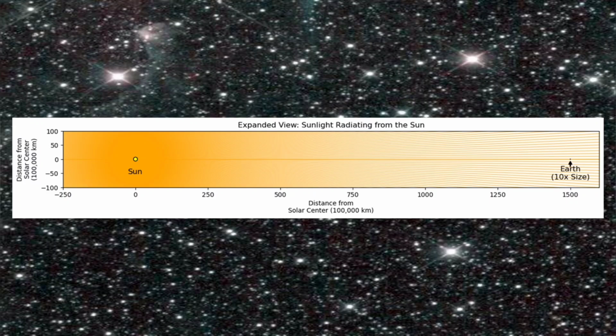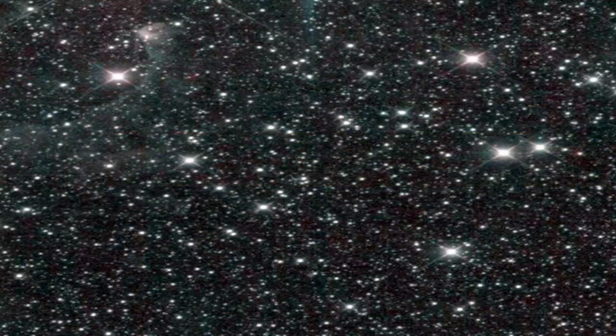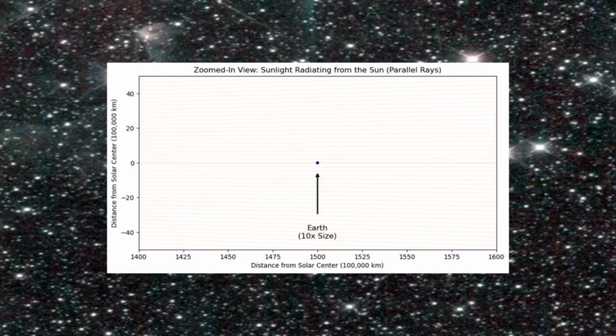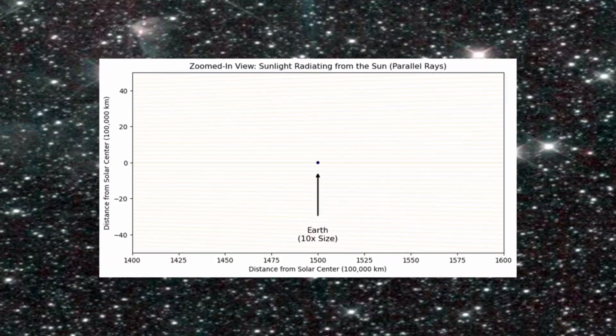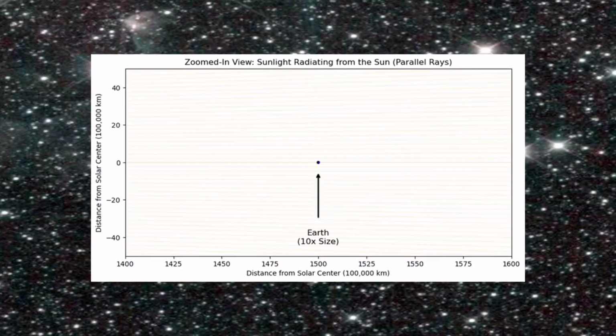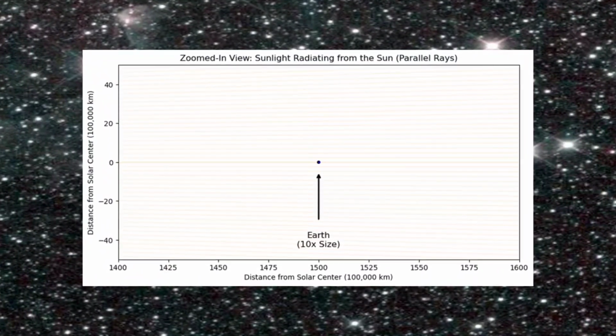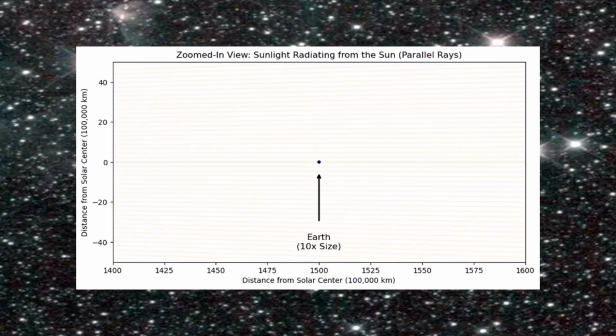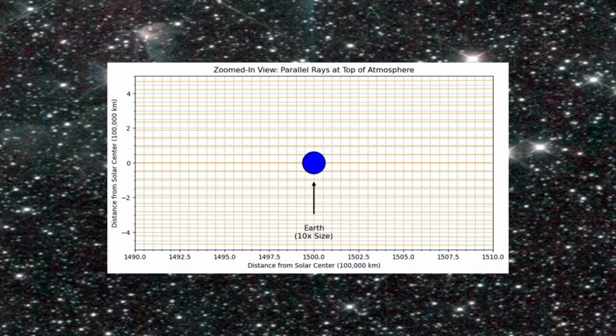As you can see, the sun is about 150 million kilometers away from Earth. And, even magnified by 10, the Earth is barely visible. If we zoom in a little, we can see that the rays of light seem parallel, and we also see that the Earth, even magnified by 10, is still barely visible. Zooming in even more, we can see that without the grid lines we wouldn't be able to tell. They look, for all intents and purposes, parallel.